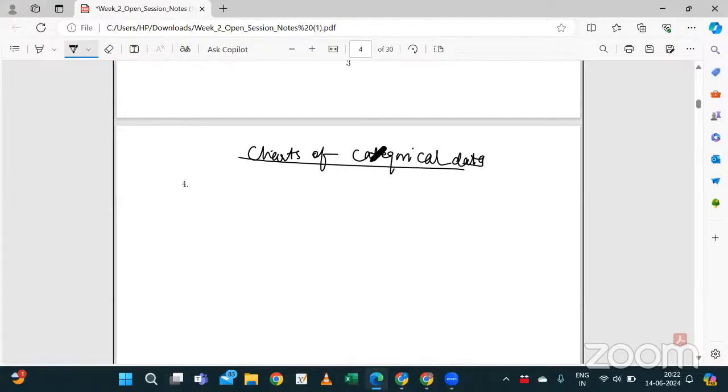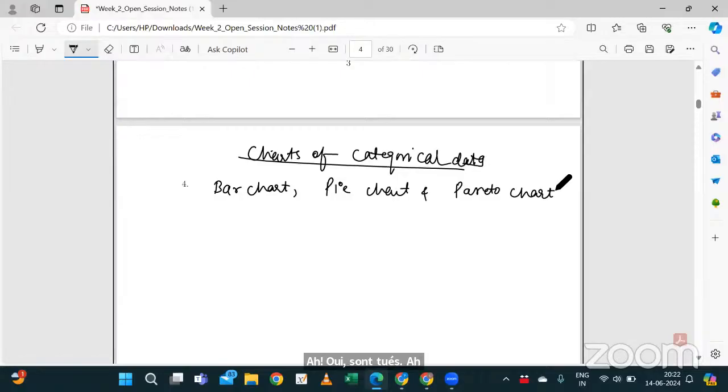So there is something called charts of categorical data. Very first thing that comes into the picture is the bar chart and pie chart. So there are three things in charts: bar chart, pie chart, and Pareto chart. All right. There are different kinds of scenarios for when to use which one. Actually, you can use a bar chart when you are interested in the count of something.